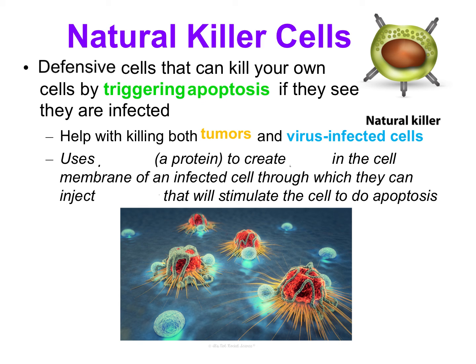And another use is that they release this special enzyme, perforin, which is a protein that helps to create pores in the membrane of the infected cell, through which they can inject enzymes that will stimulate the cell to undergo apoptosis. So they work by creating little holes, that way they can go through and kill the cell.